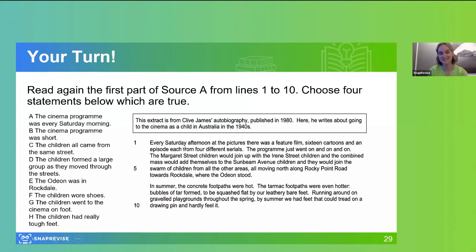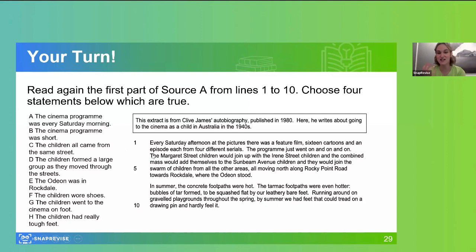False. Exactly. Very good. It literally says the program just went on and on and on. Section C, statement C: the children all came from the same street. Is there anything to suggest that this is not the case? Is that true or is that false? It is false. Yes, exactly. The children are not all from the same street.